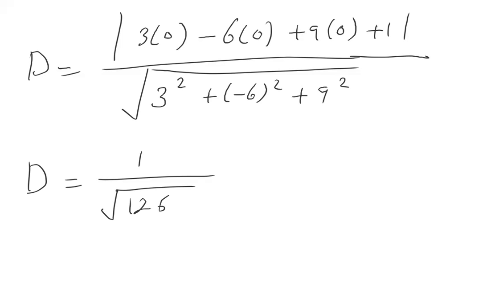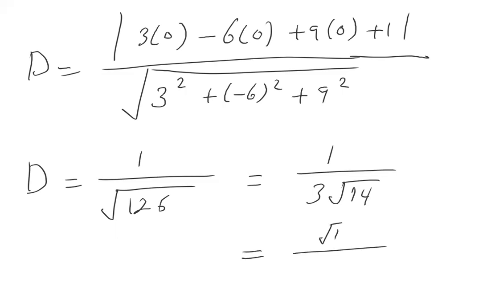Which is the same as saying 1 over 3 root 14. Okay, I can rationalize the denominator. This would be multiply top and bottom by root 14. So I'm going to have root 14 in the numerator, then 3 times 14 is going to be 42.